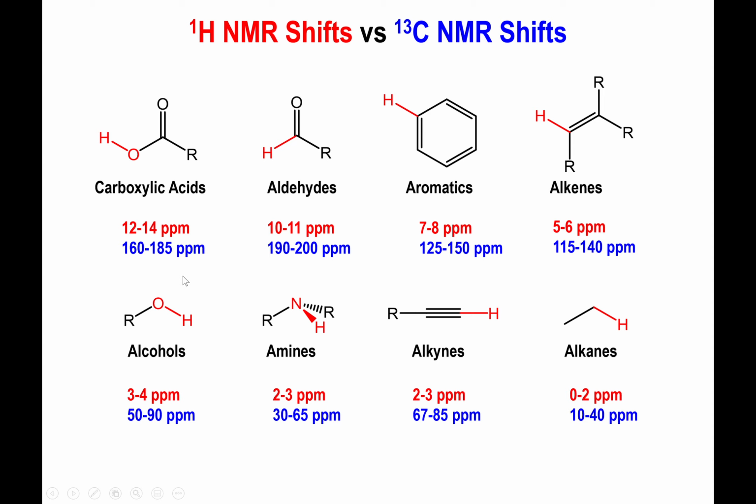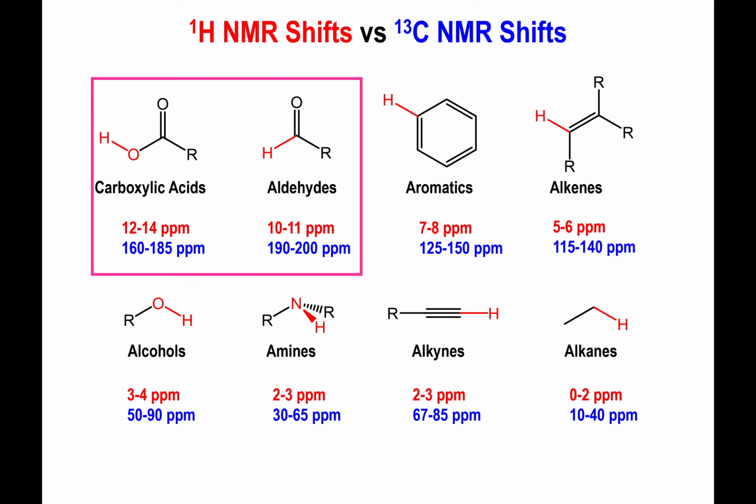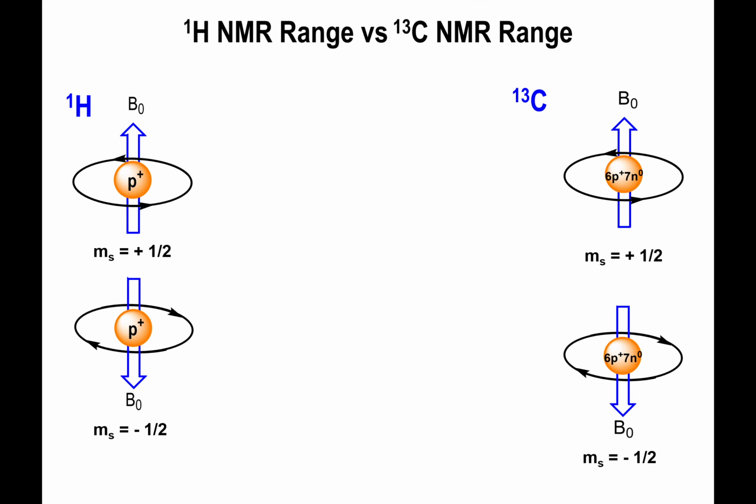Okay, but in general, the trend is the same in carbon 13 as proton NMR. All right, but just watch out for that little switcheroo between aldehydes and carboxylic acids, and keep it straight. 10 to 11 for aldehydes, 12 to 14 for carboxylic acids, 190 to 200 for aldehydes, 160 to 185 for carboxylic acids.